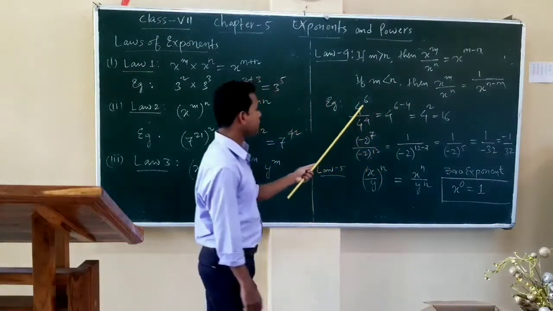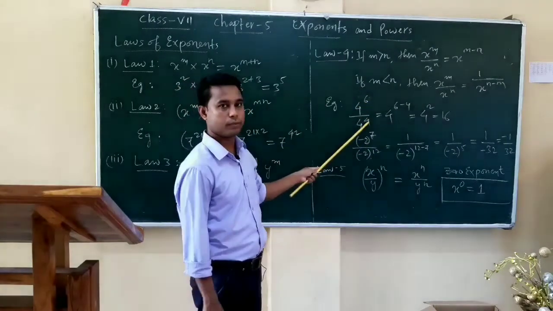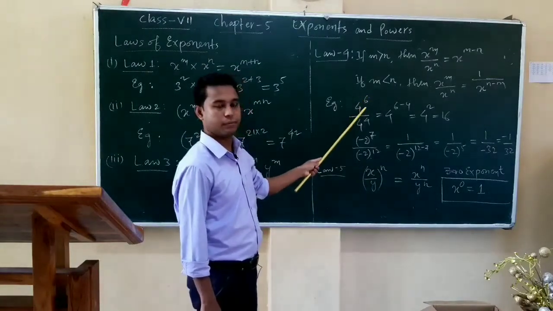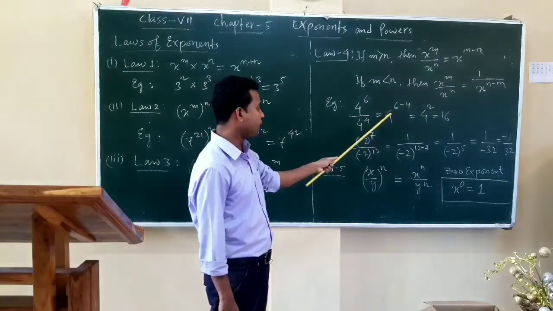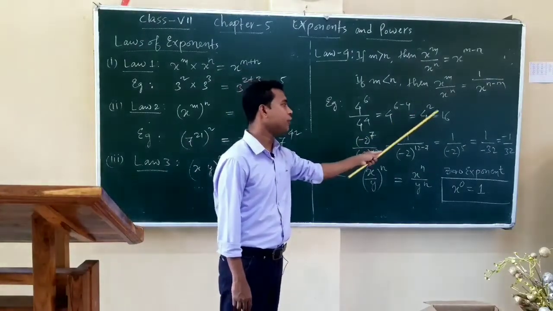So, let us see some examples, like 4 raised to 6 divided by 4 raised to 4. Here m is greater. So, we can write it as 4 raised to 6 minus 4, which gives 4 raised to 2, equal to 16.